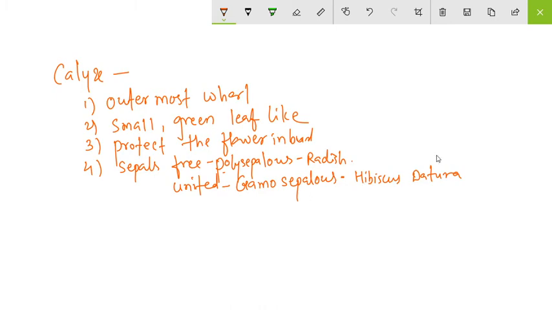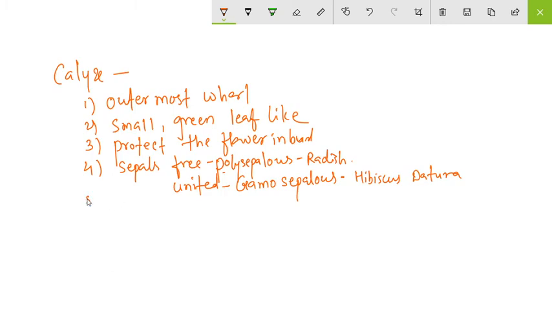Polysepalous or gamosepalous. Okay, so it is the calyx, it may show different structures, different forms. Instead of structure, different form. So the calyx may be tubular.